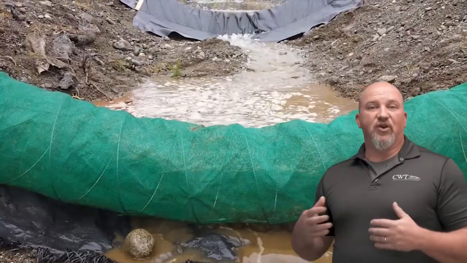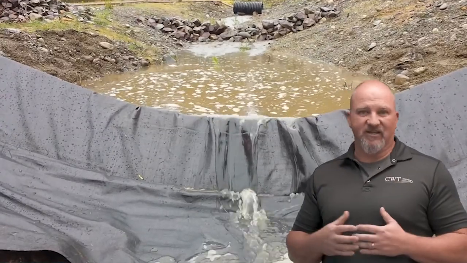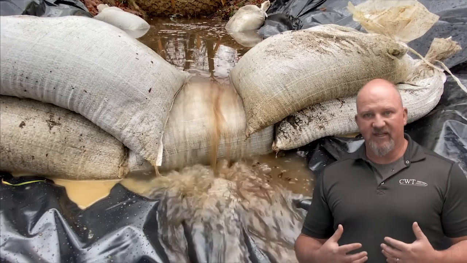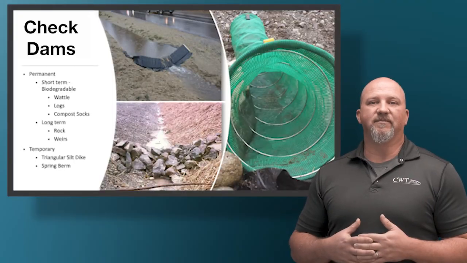What we're going to talk about and show you here is spring berm or triangular silt dike, or maybe sandbags that you're going to put in place for a period of time, and then they can be taken out of the ditch after the project is done to allow the vegetation to establish.